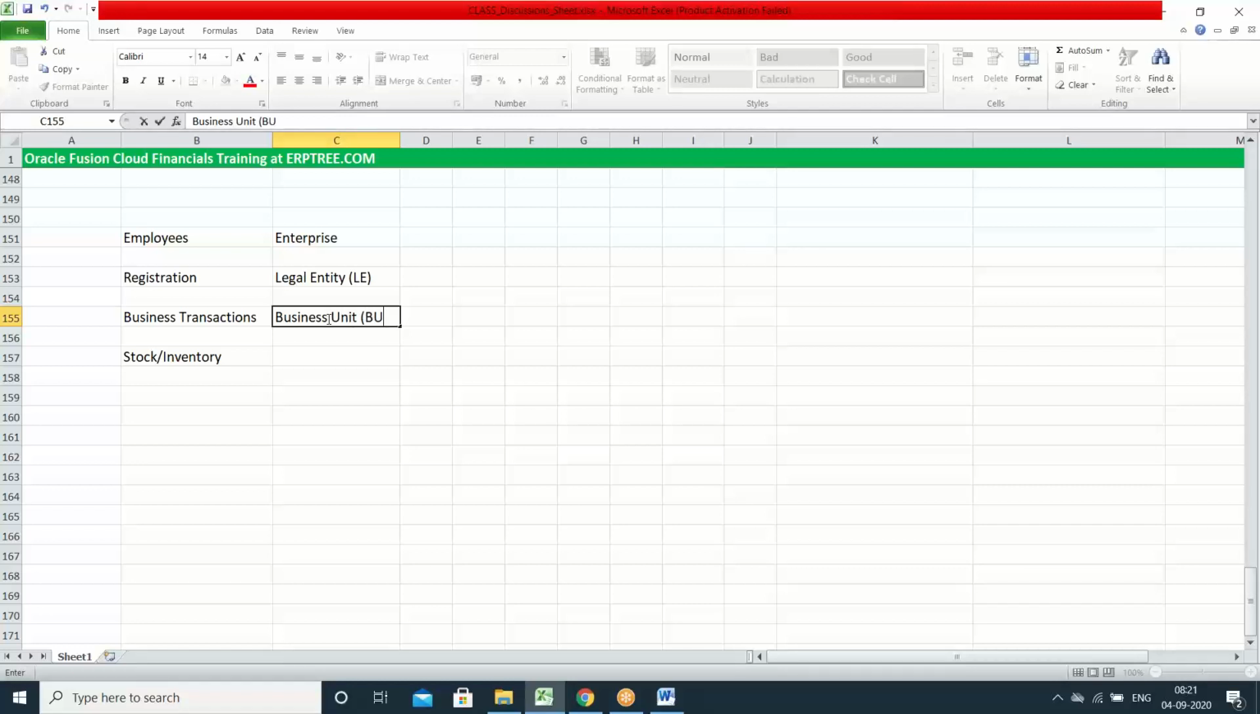In short, we call it BU. By using the business unit concept, we can record the business transactions in the system. And to maintain the stock, meaning the material we have in the organization within the warehouse, which you can call stock or item, or inventory related information, we have to create an inventory organization in the system.